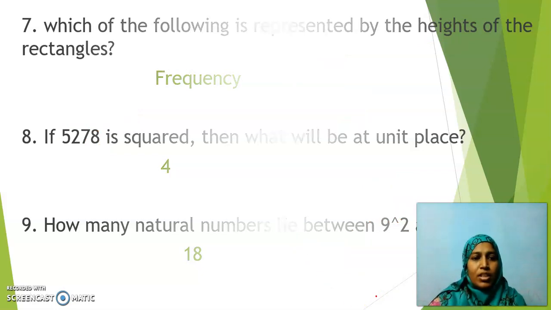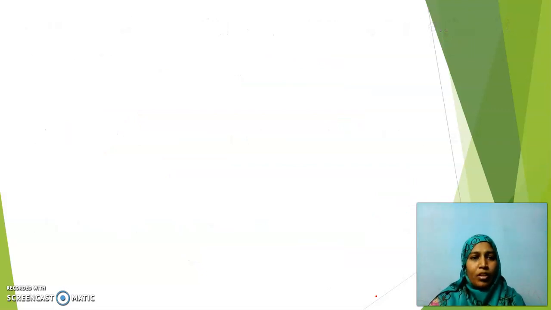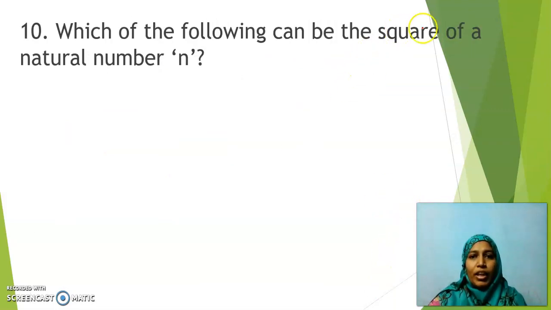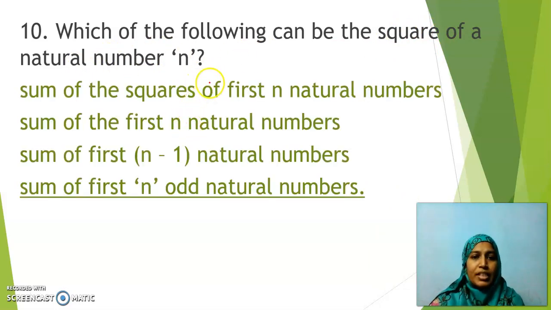Now the next question is, which of the following can be the square of a natural number n? Here I am showing you all the 4 options. I have to deal with all these 4. Many of you made mistakes in this. It's very simple. Sum of the squares of first natural numbers.